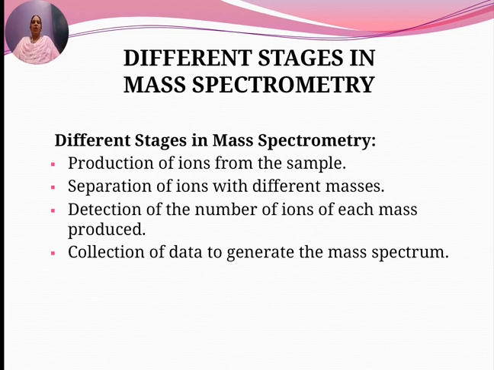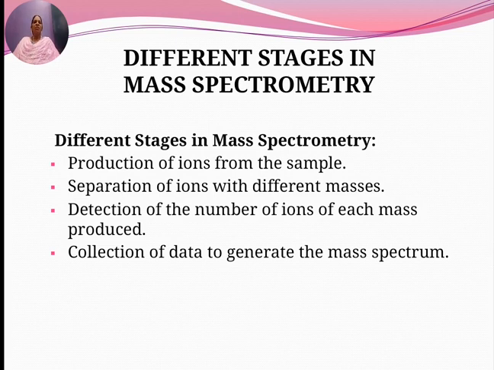So I have told you we have three components. The first component is the ion source, the second component is the mass analyzer, and the third component is the ion detection system. In mass spectrometry, it is carried out in different stages.